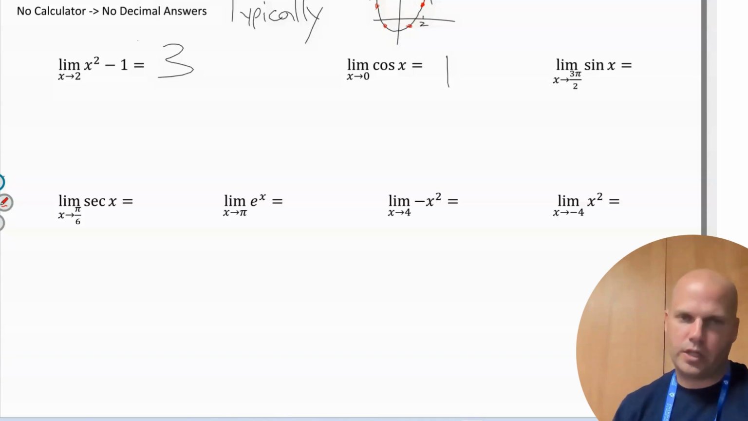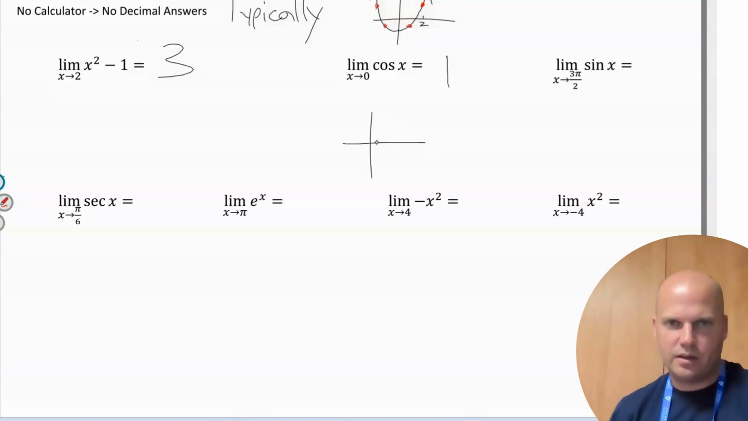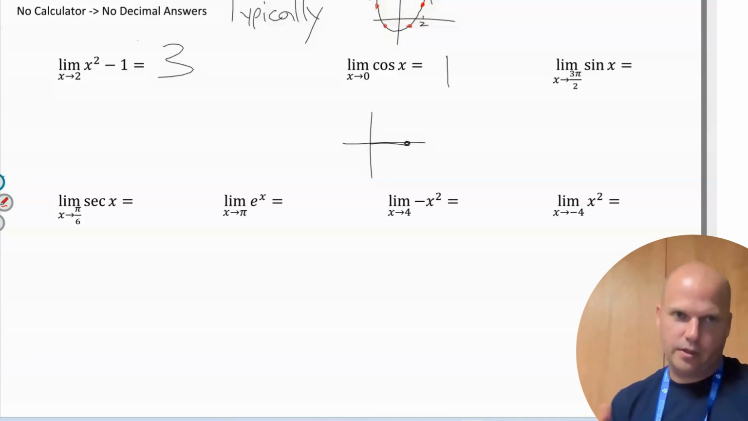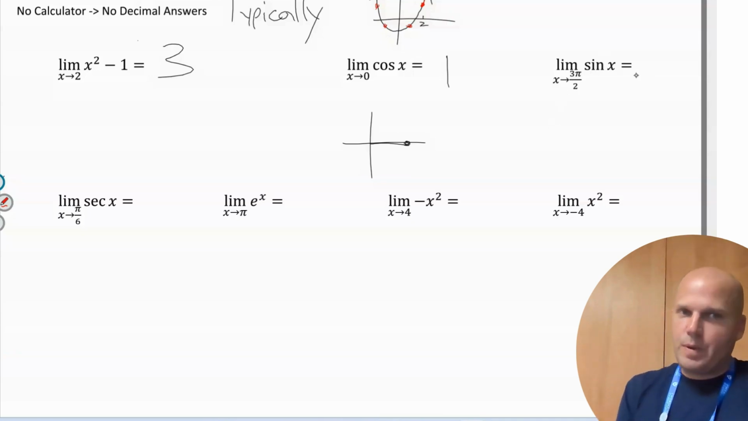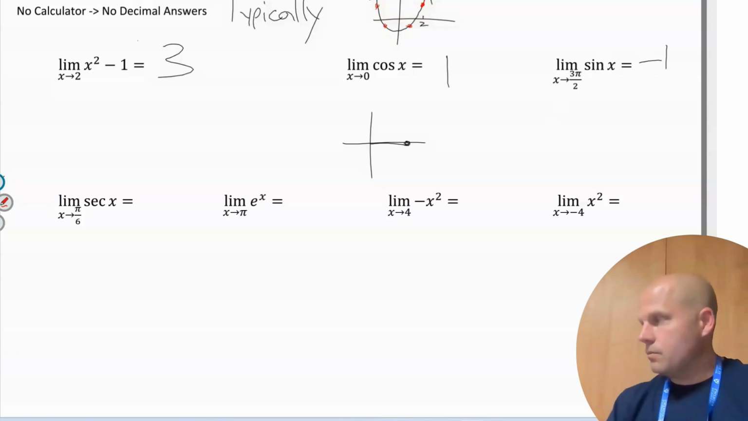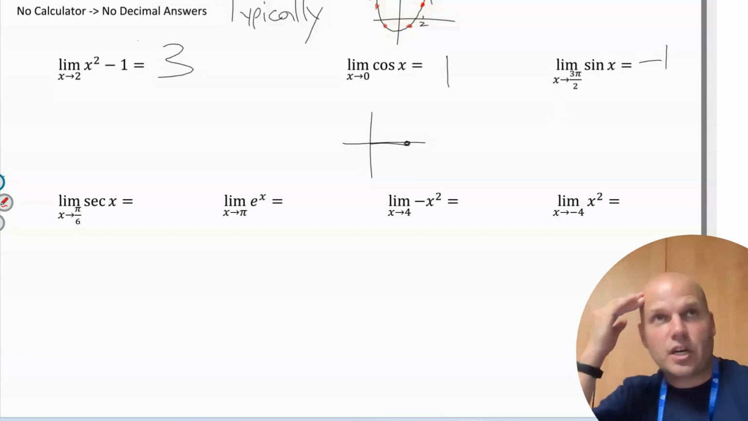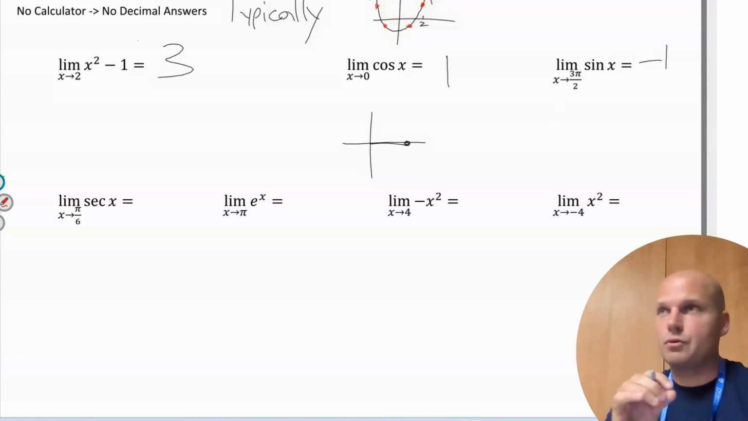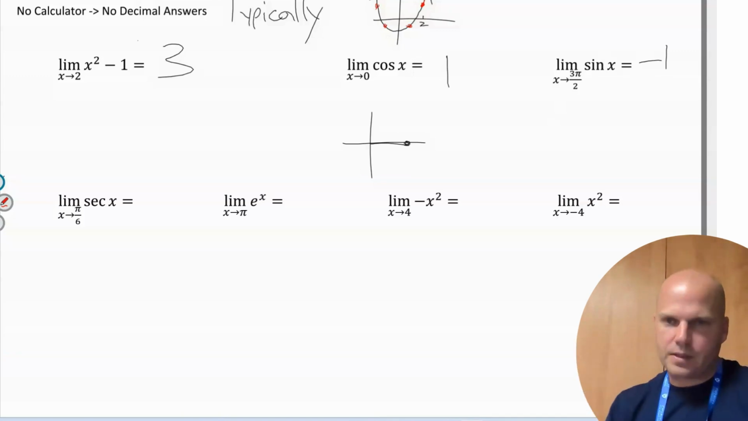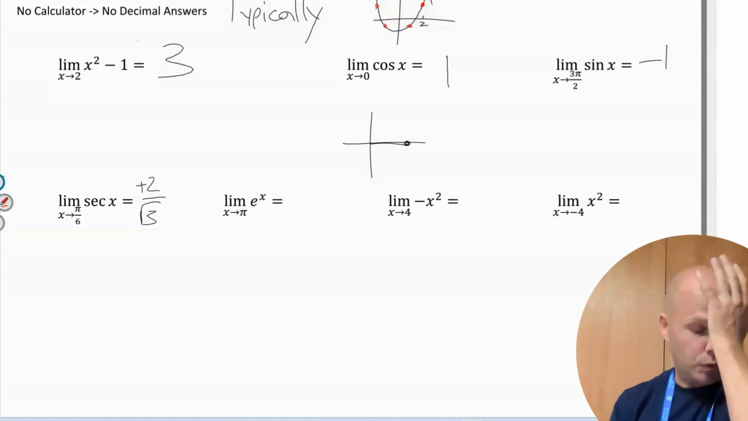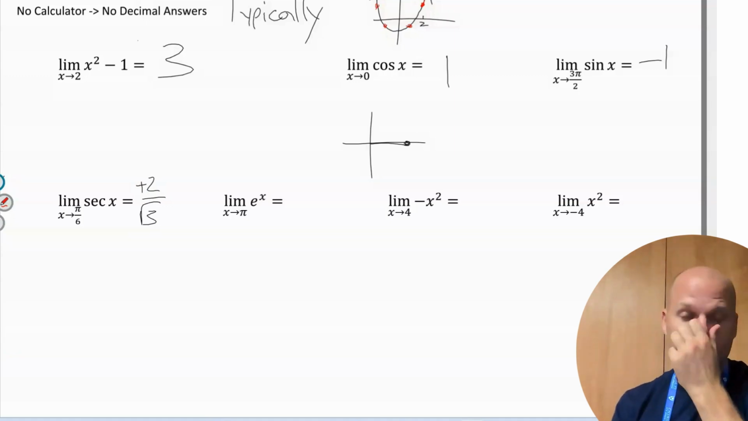Yes. Make sure you know the cosine of 0 is 1. If you're making a mistake on that, then that's a problem. I give you that for a reason because everybody messes up on cosine 0. Sine of 3 pi over 2, -1. Okay. Secant of pi over 6. Let's do this in our head. Cosine of pi over 6 is root 3 over 2. Flip it. It would be 2 over root 3, which is 2 root 3 over 3.